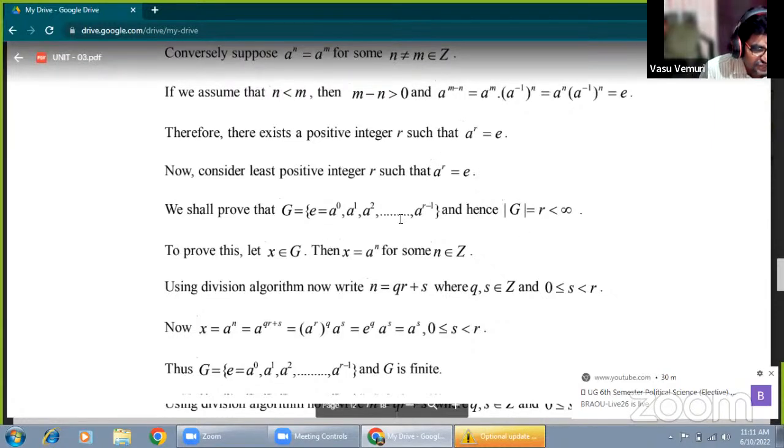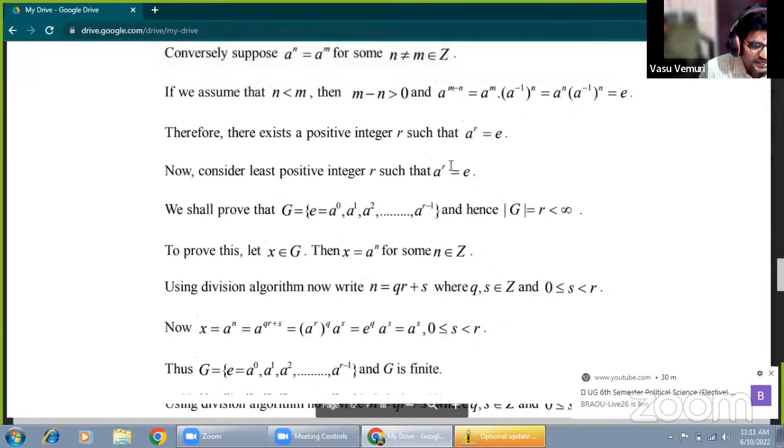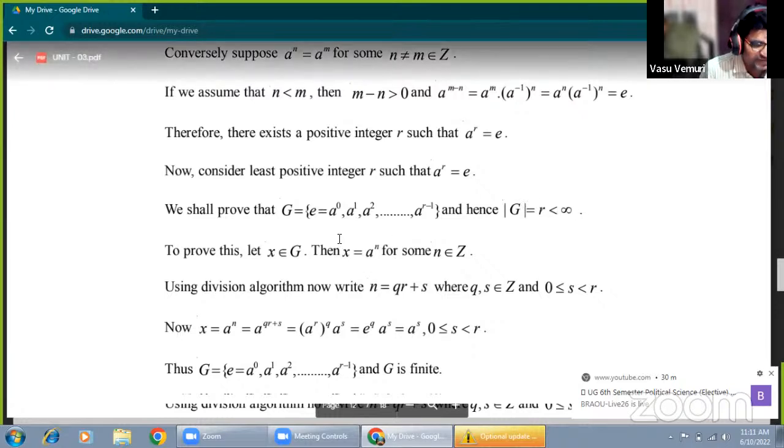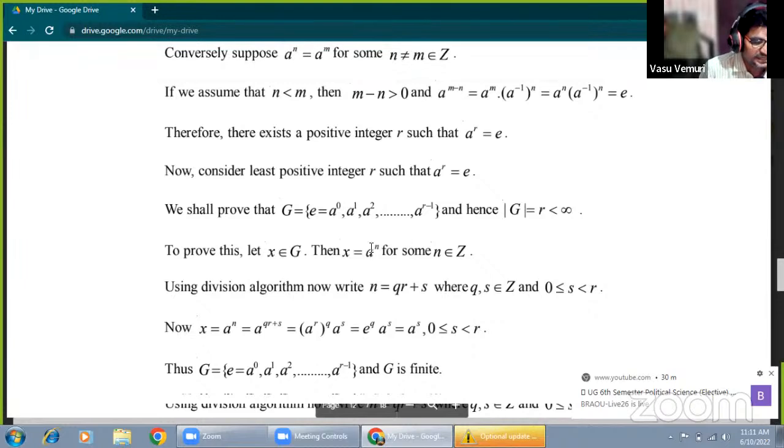Hence, what is the cardinality of G? Here a power n equals e, replacing n by r, the cardinality of G equals r, which is less than infinite. Suppose an element of the group is x. That element is represented as an integral power of a, that is a power n, where n is an integer.